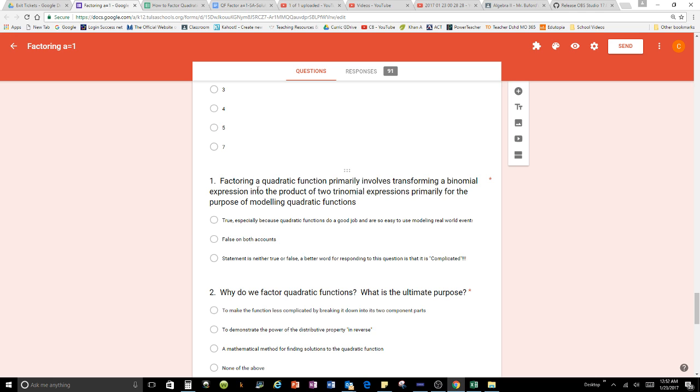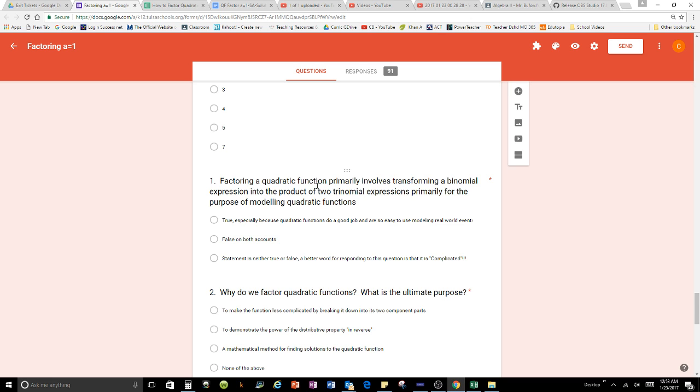So the first question is, factoring a quadratic function primarily involves transforming a binomial expression into the product of two trinomial expressions, primarily for the purpose of modeling quadratic functions. Well, this statement is false from the start, right? Because a quadratic function is not a binomial. A quadratic function is a trinomial. So I was testing to see if you remembered our discussion on that.